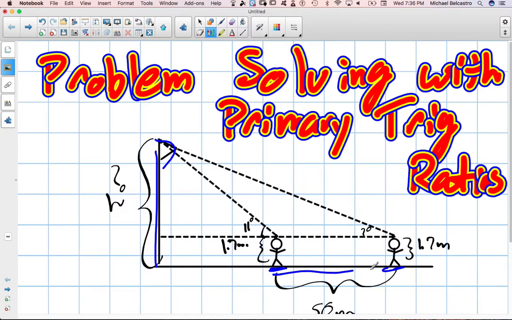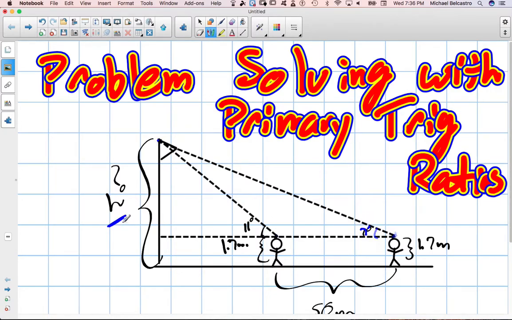The two girls are 50 meters apart. The heights of both the girls are 1.7 meters. They're the same height. The angle of elevation from the first girl to the top of the flagpole is 11 degrees, and the angle of elevation from the second girl to the top of the flagpole is 7 degrees. They want to know what the height of the flagpole is.